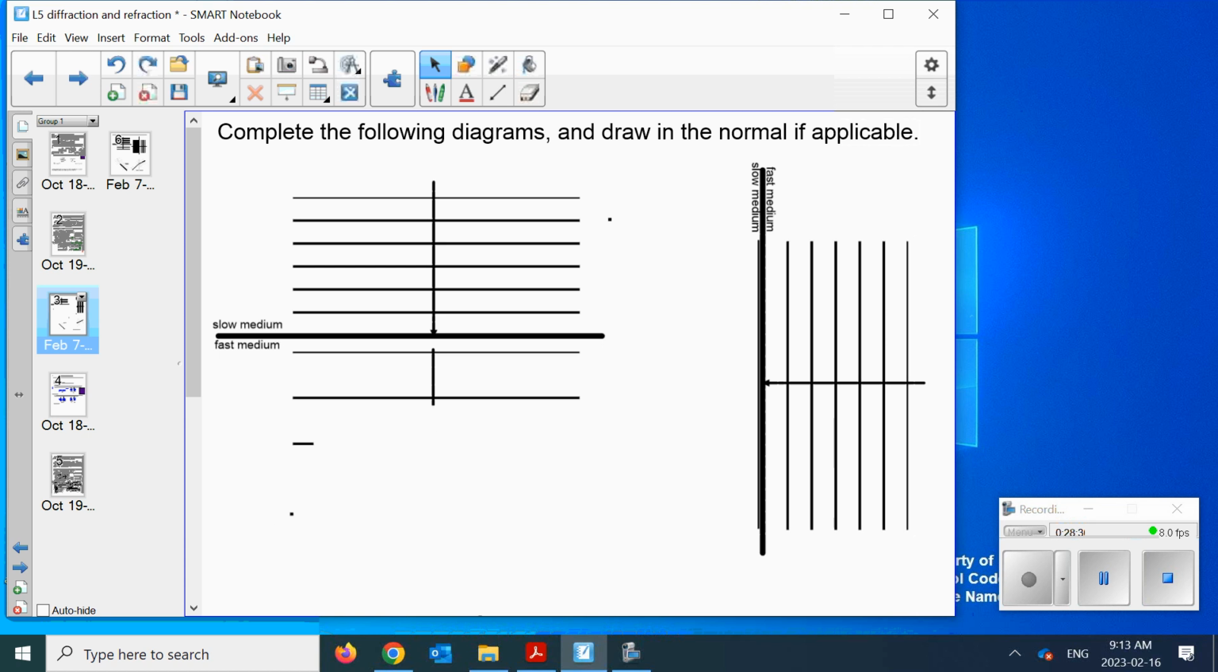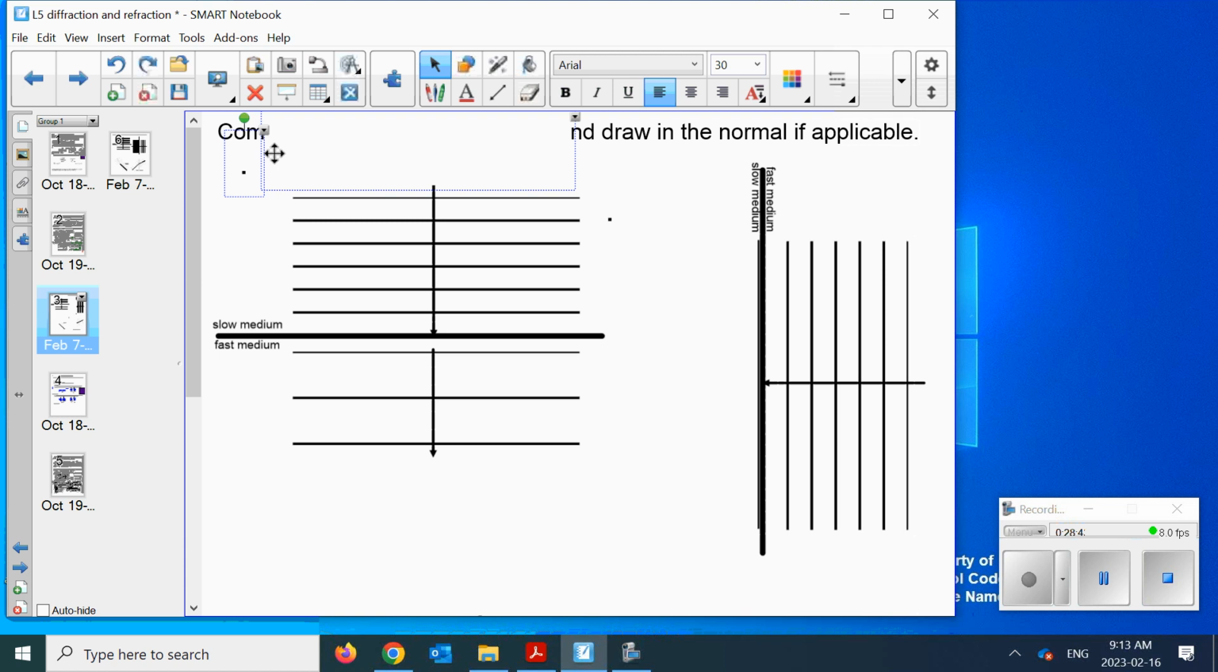I want you to draw them further apart. You can do freehand here because this isn't for handing in. If you want a ruler, raise your hand and I'll give you one.